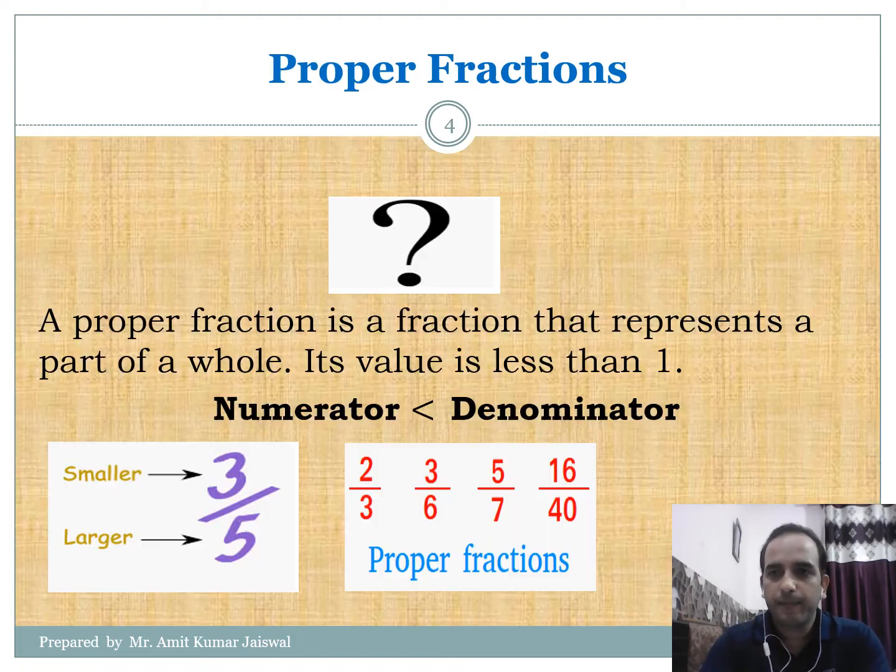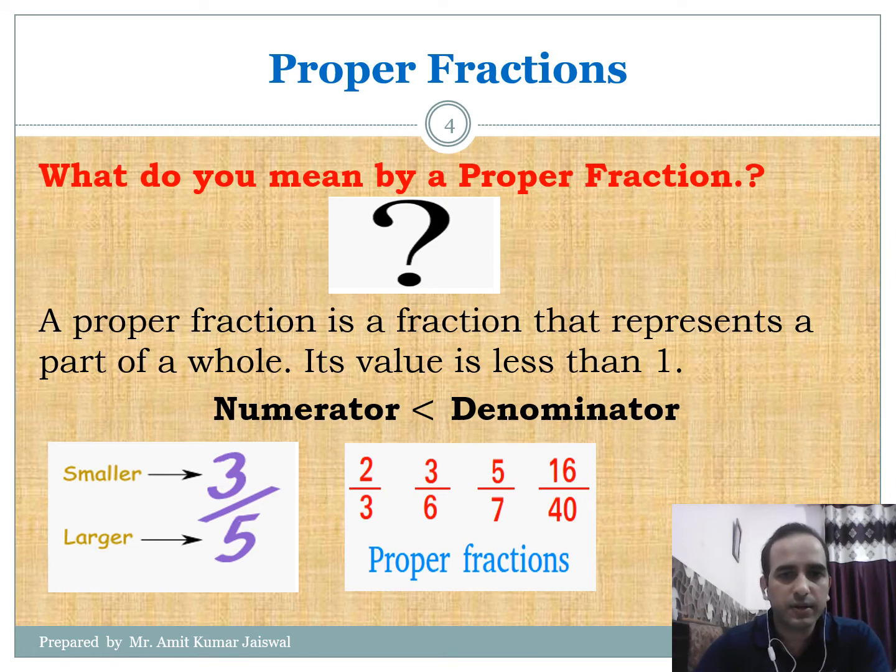Now next we have proper fraction. What does it mean, proper fraction? A proper fraction is a fraction that represents a part of a whole. Its value is less than 1. Numerator is always less than denominator. So you can understand here we have 3 and then 5. 3 is the numerator here and denominator we have 5. So numerator is lesser than the denominator. So it's a kind of proper fraction.